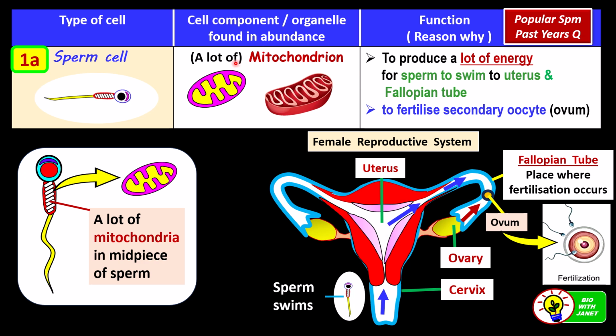Okay, please mention sperm cells have a lot of mitochondria to produce a lot, you must mention a lot of energy or more energy compared to normal cells, right, for it to swim to the fallopian tube and fertilize the secondary oocyte or ovum.